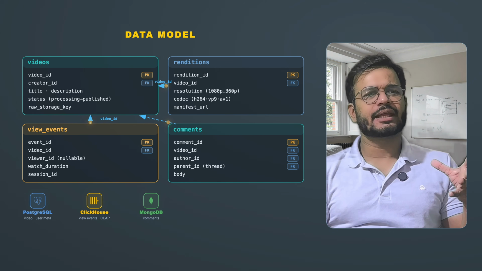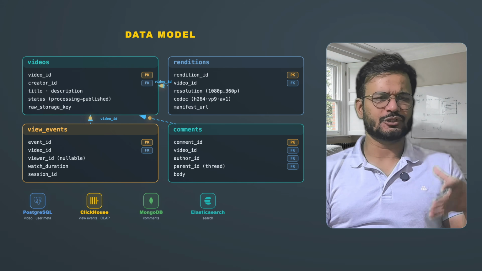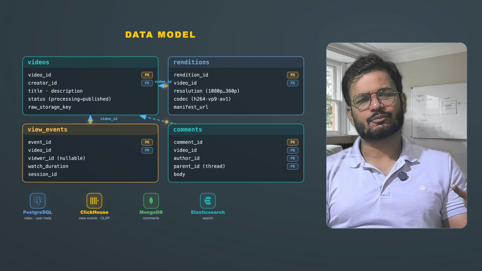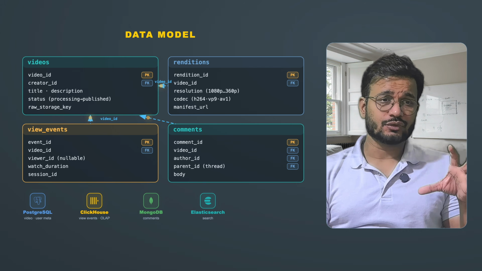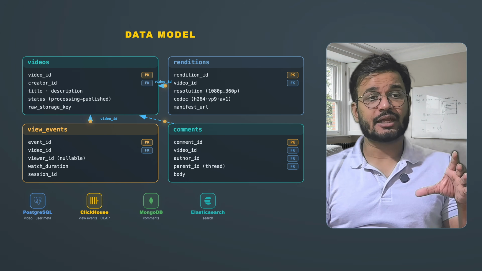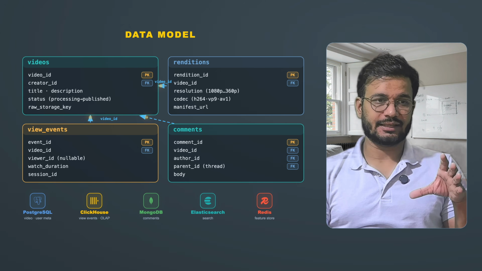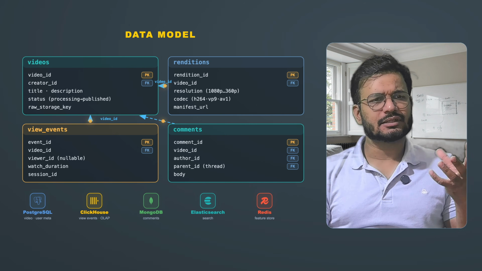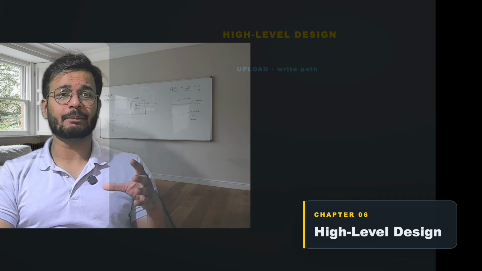For the comments, it could be either relational or a document store. MongoDB works here, I suppose. Then for the search, we can use Elasticsearch. It can do full-text search with ranking. For recommendation, a dedicated ML feature store plus a graph database or embedding stores.